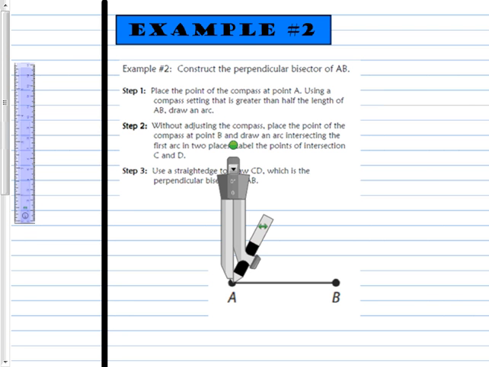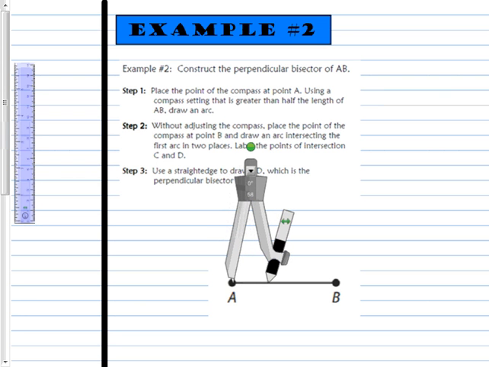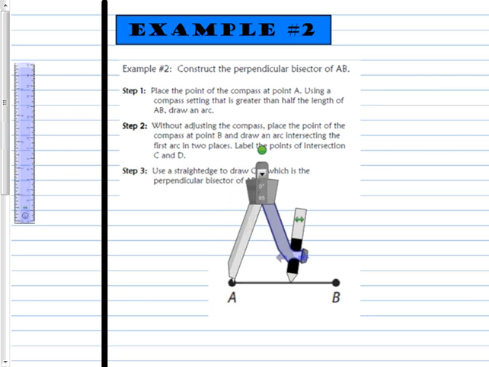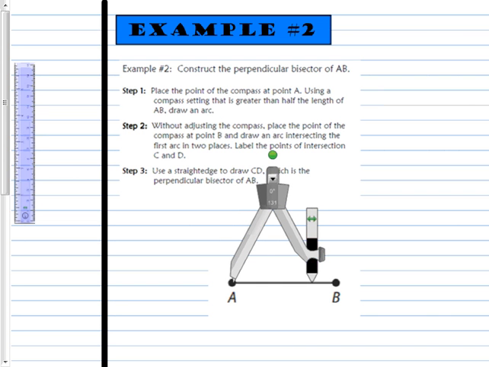So place it on A, and using a compass setting that is greater than half of the length of AB. So we see AB right here. You don't really need to measure it. You just have to make sure that the setting is greater than half. So you can see right here, does that look greater than half? No, it doesn't look greater than half. So just go as far out as you want to. Just make sure it's greater than half, and then draw your arc.